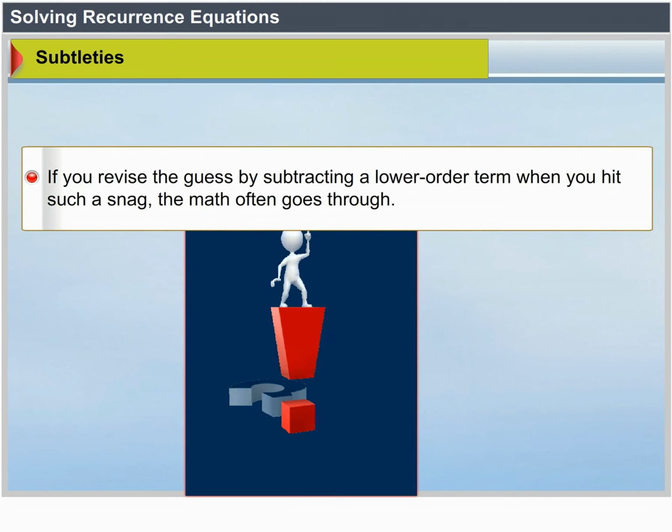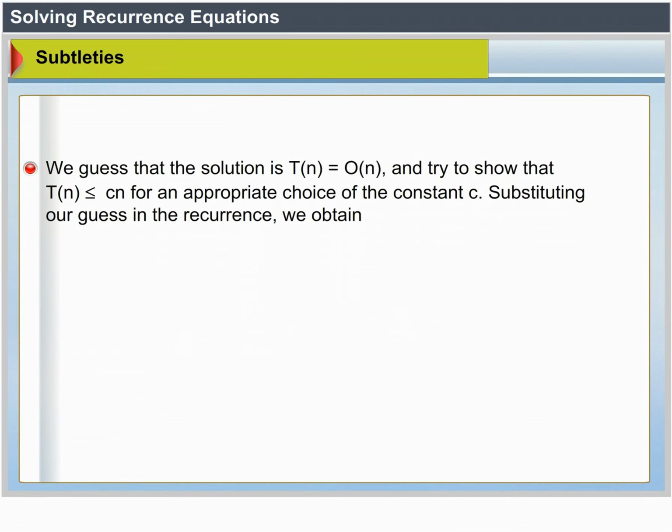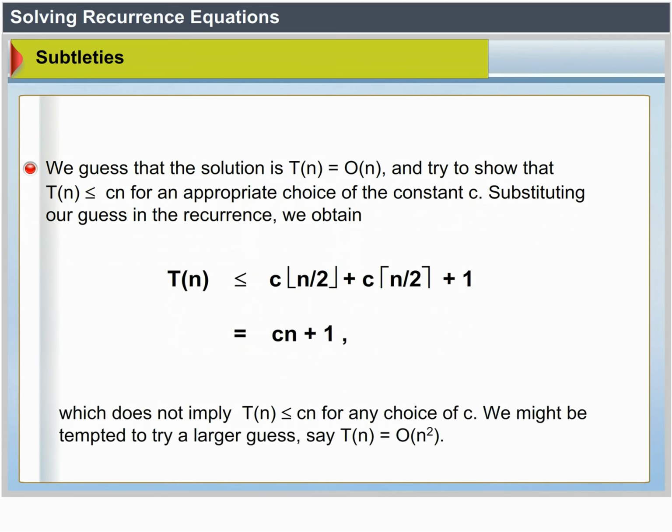Consider the recurrence T of n equals T of floor of n by 2 plus T of ceiling of n by 2 plus 1. We guess that the solution is T of n equals big O of n and try to show that T of n is less than or equal to Cn for an appropriate choice of the constant C. Substituting our guess in the recurrence, we obtain T of n equals Cn plus 1, which does not imply T of n less than or equal to Cn for any choice of C.